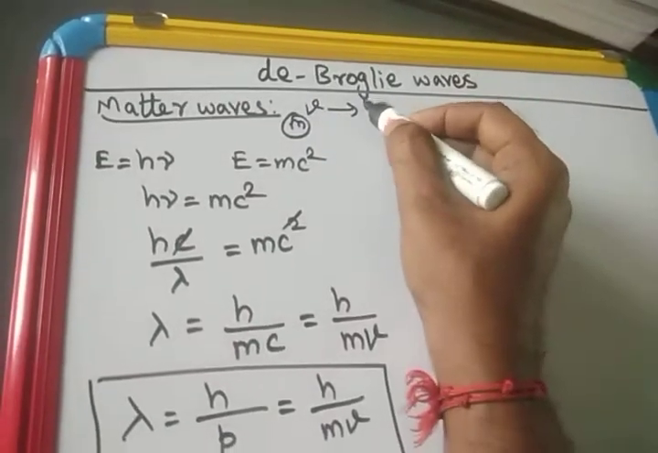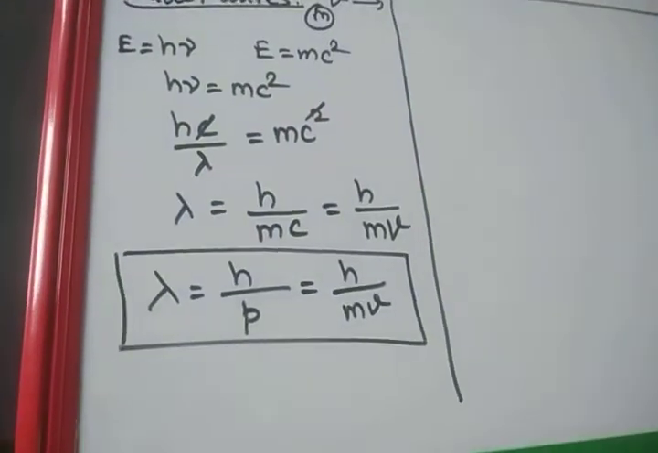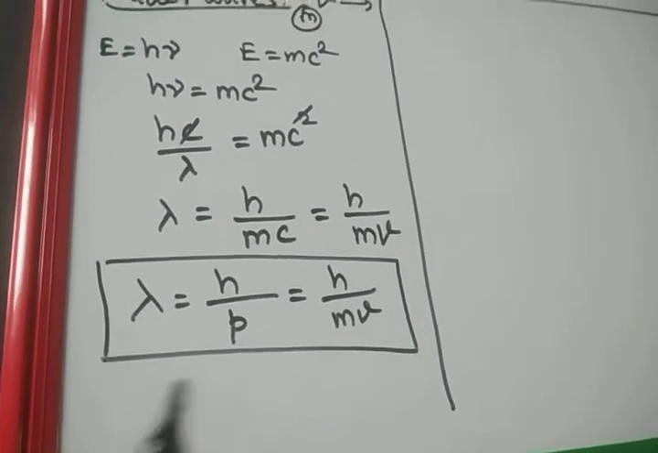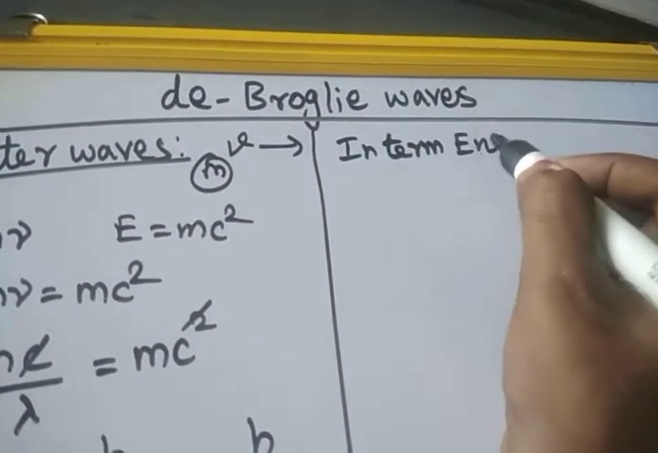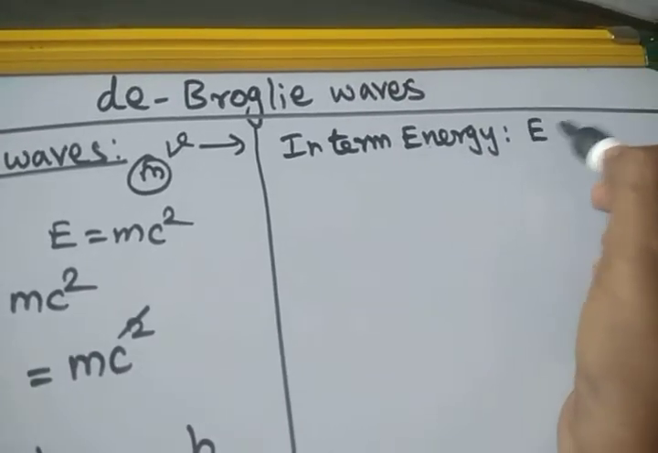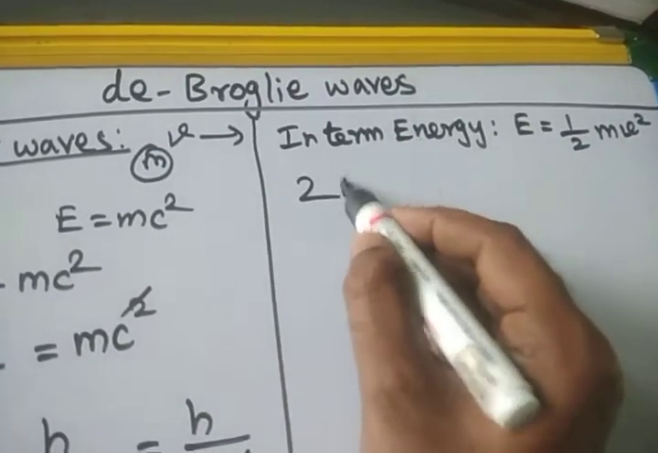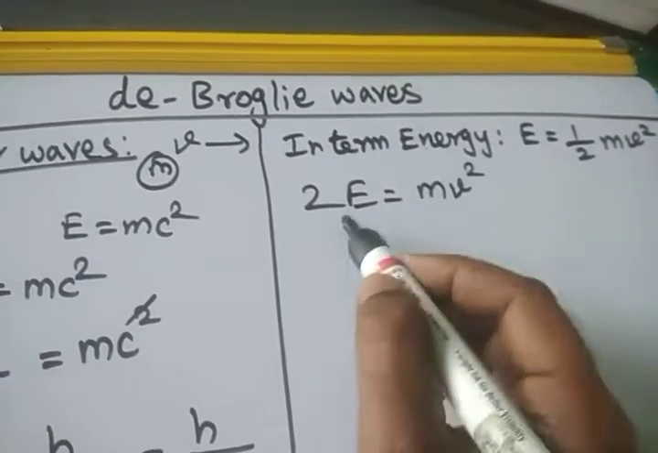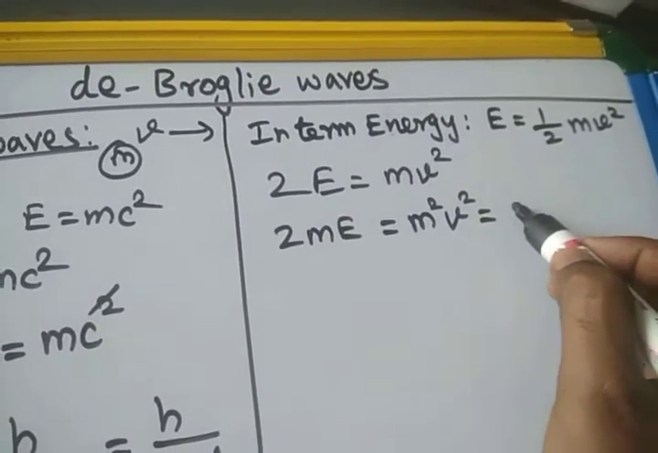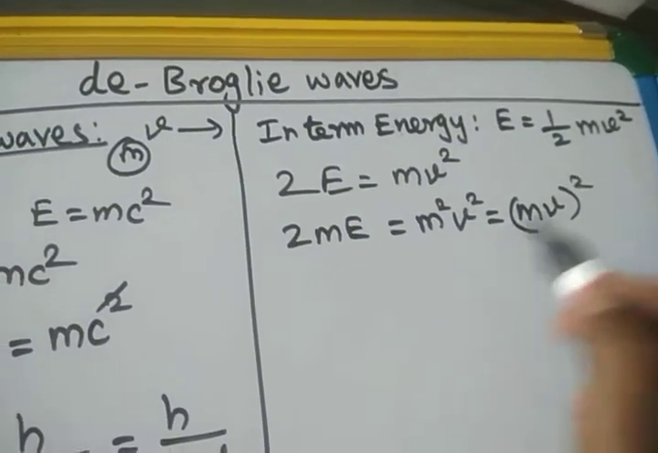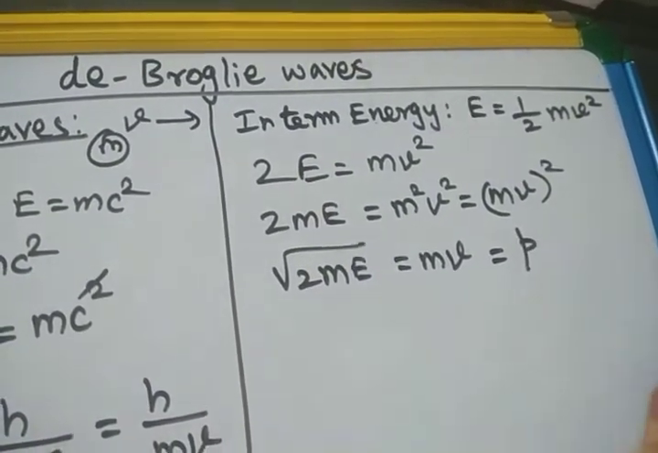Even if the particle is moving with a certain velocity, you can write this De-Broglie wavelength in terms of energy. The kinetic energy E is equal to half mv squared. So 2 goes to this side: 2E is equal to mv squared. Multiply m on both sides: 2mE is equal to m squared v squared, that is mv the whole square. So root of 2mE is equal to mv, which is the momentum of the particle.